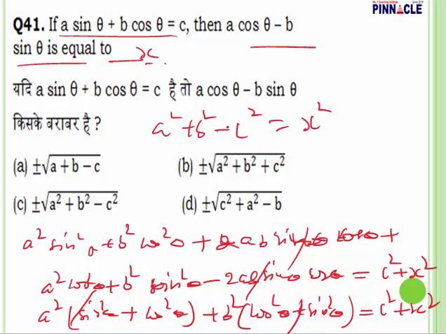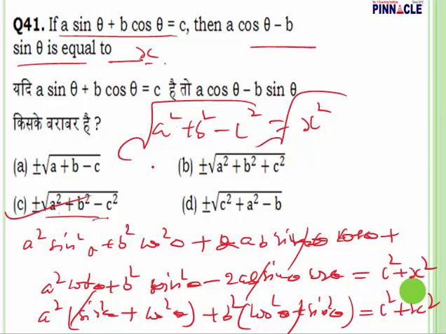X would be equal to root of A square plus B square minus C square. So answer should be C.